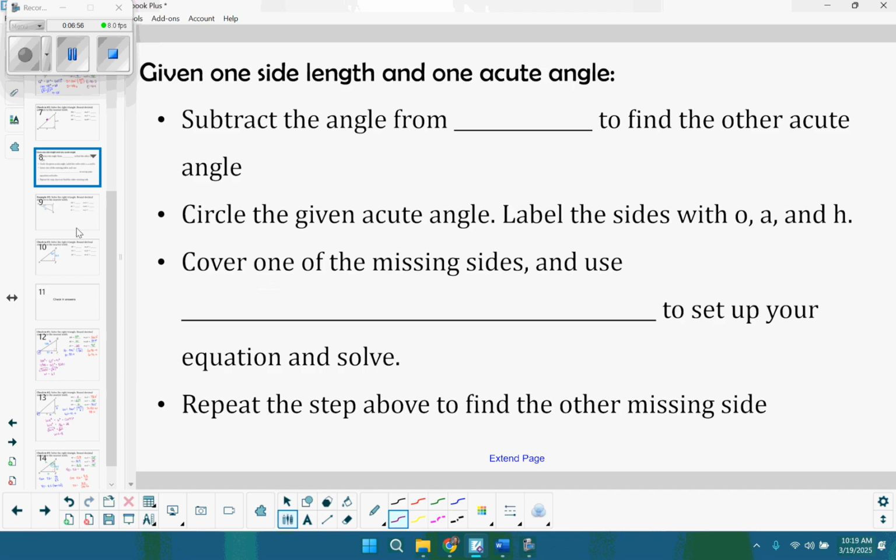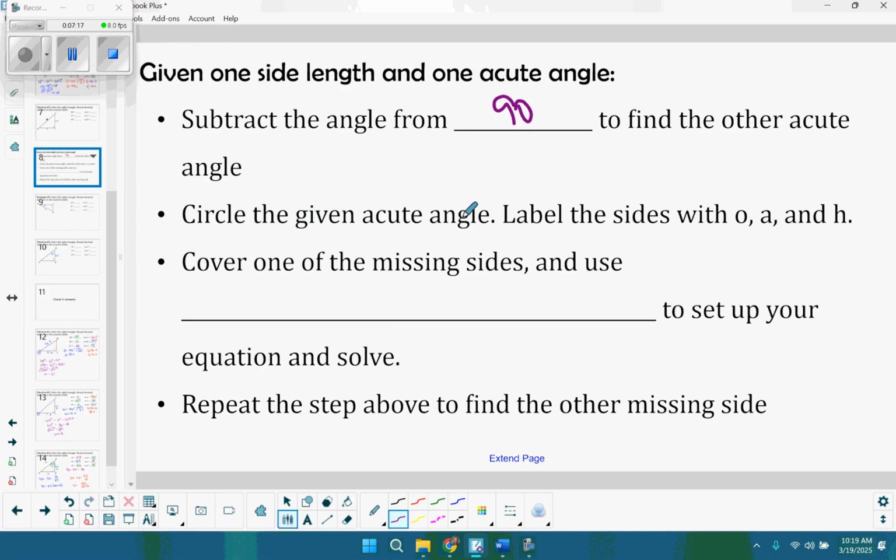All right, the other scenario was if we knew one side length and one of the acute angles. So the first thing we can do is subtract that angle from 90 to find the other acute angle. We're still not going to use that one. We're going to put it off to the side in our answers, and we're going to use what we have on the picture. We're going to circle our given acute angle, the one that we just subtracted from 90 originally.